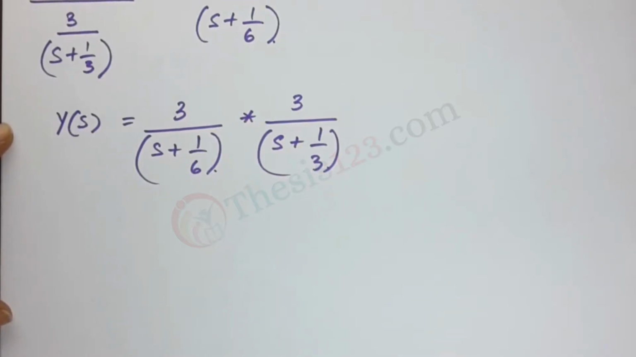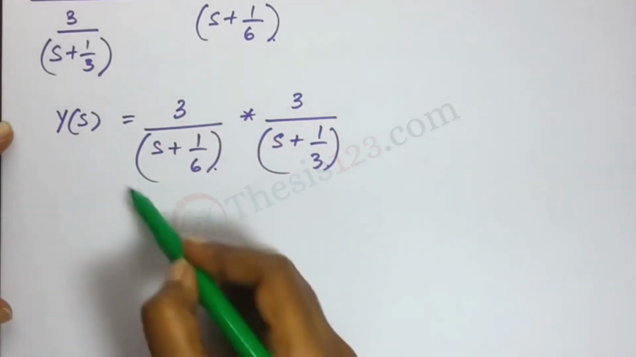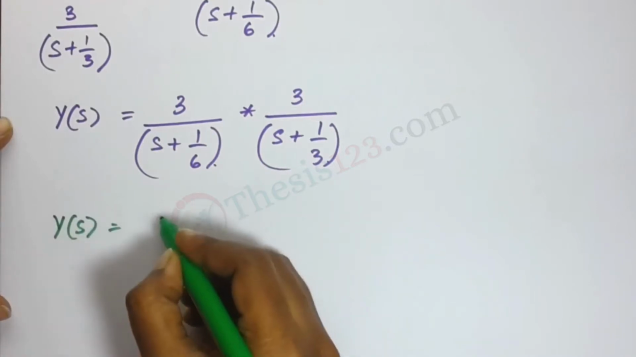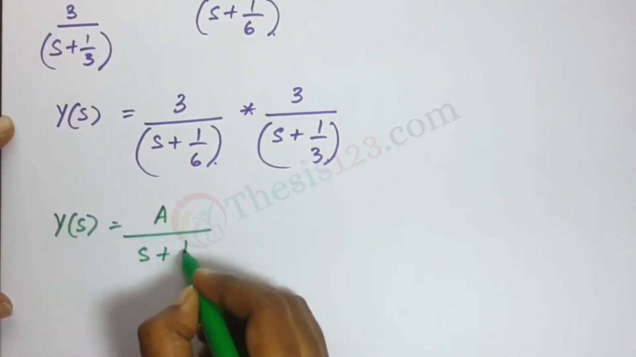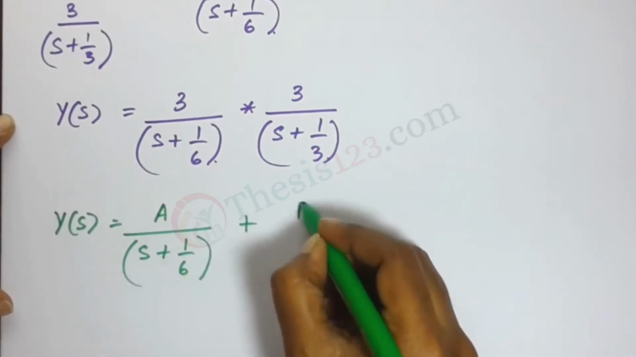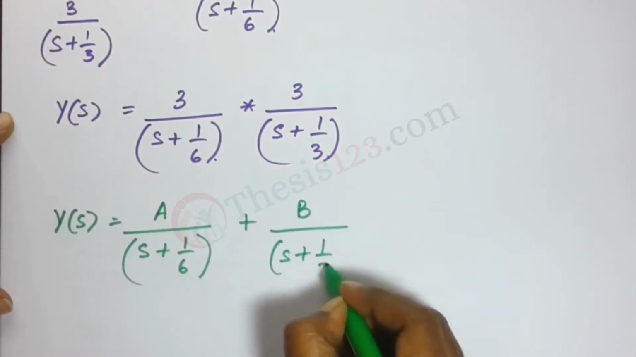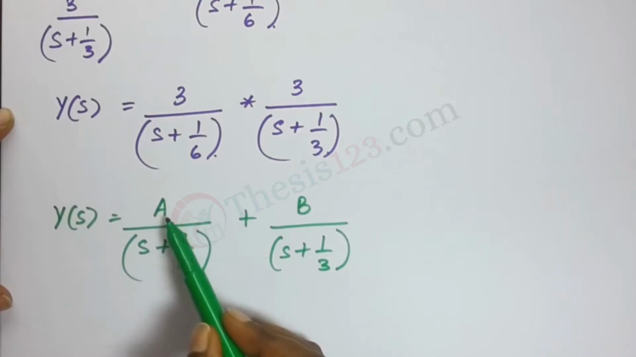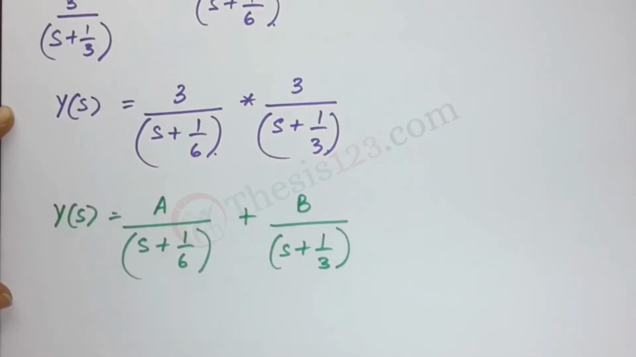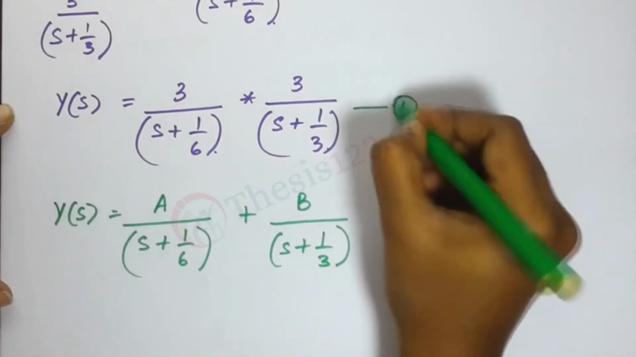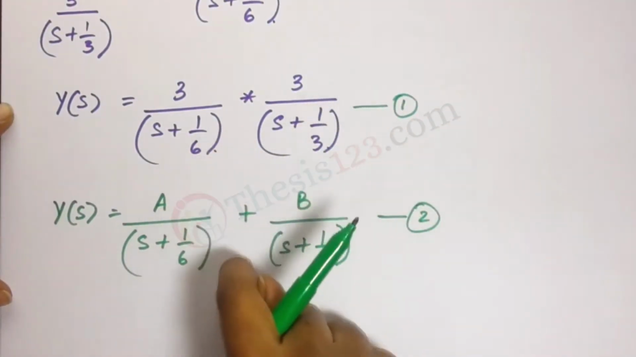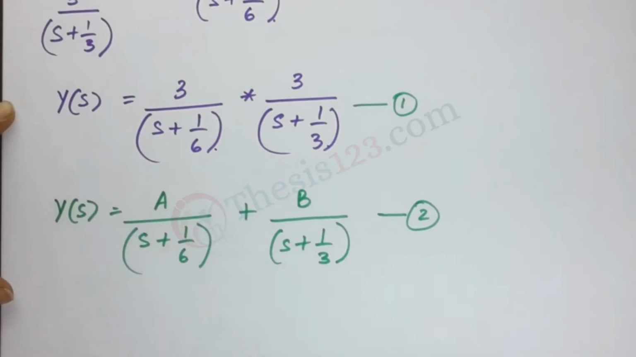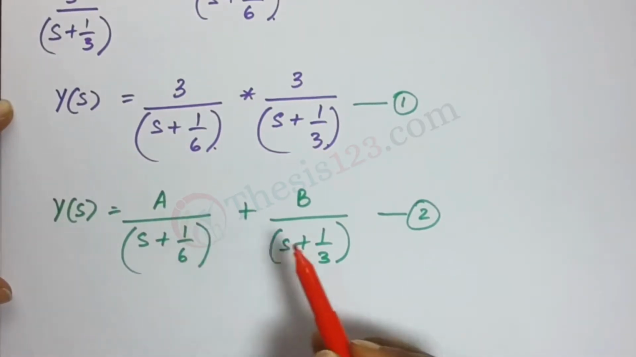Okay, so now, in order to take the partial fractions, we have to consider each term, and we write this as y of s is equal to A divided by (s plus 1/6) plus B divided by (s plus 1/3). So we are taking partial fractions here and we have to find the values of A and B. These two constants we will have to solve. So let's call this 1 and let's call this 2.